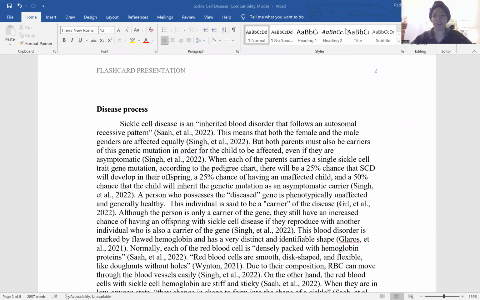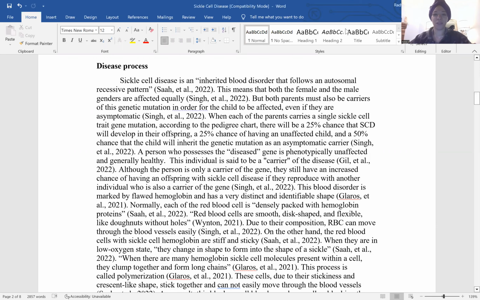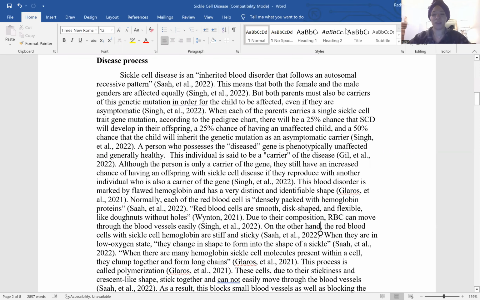I did my topic for this week on sickle cell disease. So for the disease process, sickle cell disease is an inherited blood disorder that follows an autosomal recessive pattern. This means that both the female and the male genders are affected equally, but both parents must also be carriers of the genetic mutation in order for the child to be affected, even if they are asymptomatic.